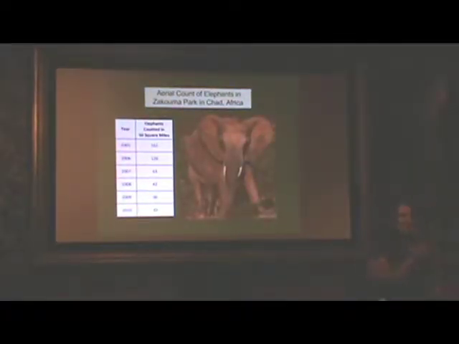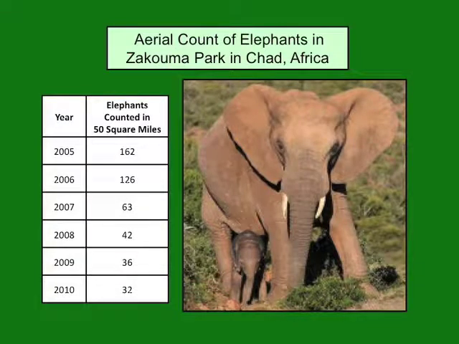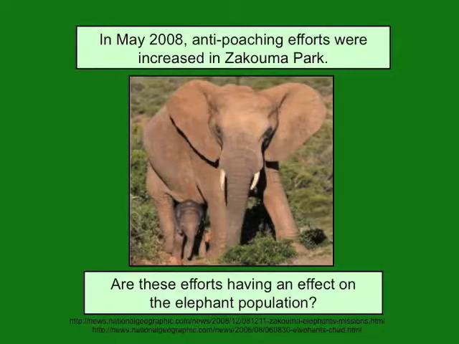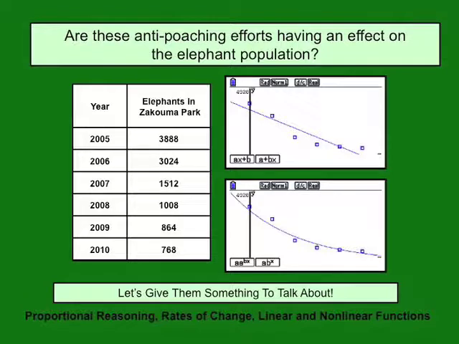Yes, I'm big into elephants this evening in Zakouma Park, and that would be in Chad, Africa. Here's an example where you can engage students in proportional reasoning. I aerial counted the elephants in Africa. In May 2008, though, I know that they had anti-poaching efforts because that's a big problem in Zakouma Park. We are going to ask our students, are these efforts having an effect on the elephant population?